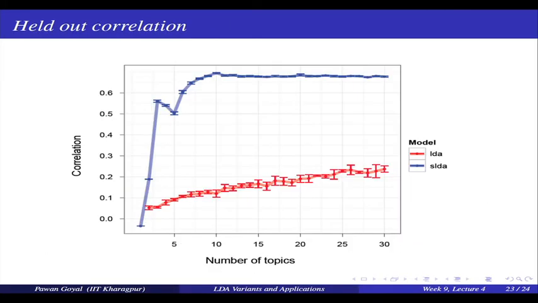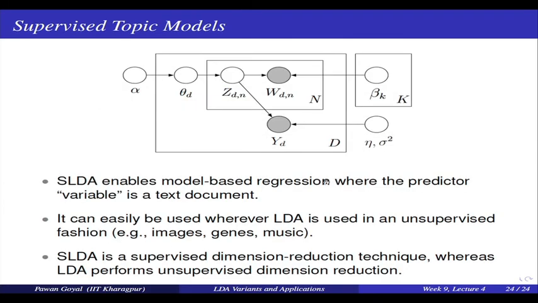and it gives a very good held-out correlation also. This is plotted against the number of topics. Even if you increase the number of topics, it gives a much better correlation than the LDA model. So, what did we see here? It enables model-based regression where the predictor variable is a text document. You do not have to run the regression separately; it is run inside the model. Inside the model itself you are sampling your response by using a regression model.